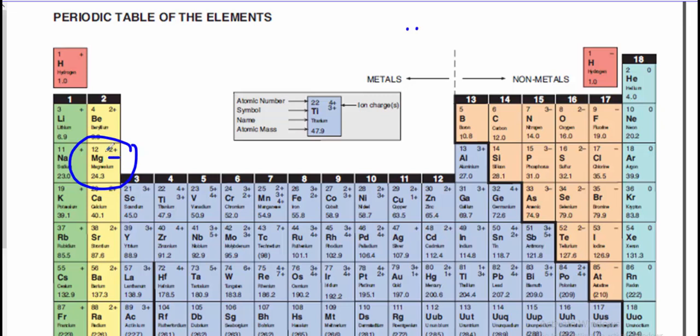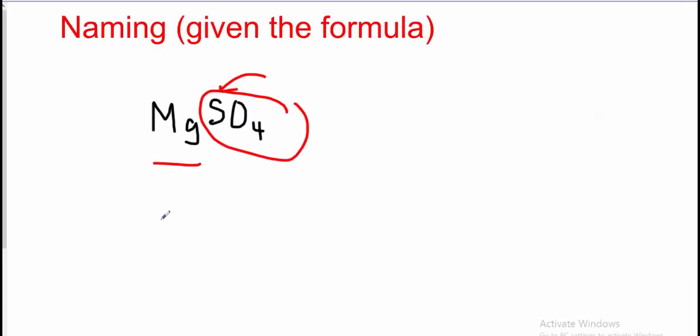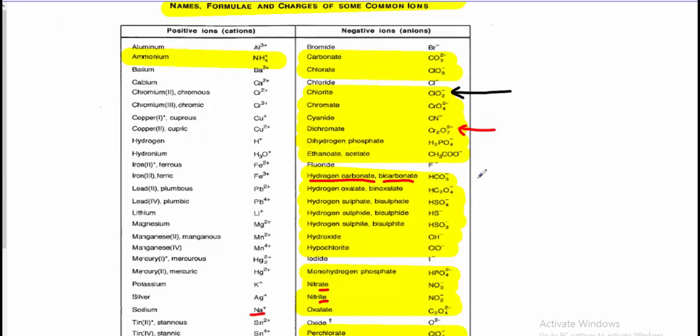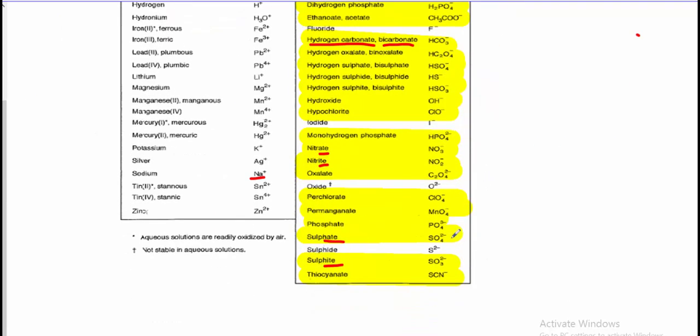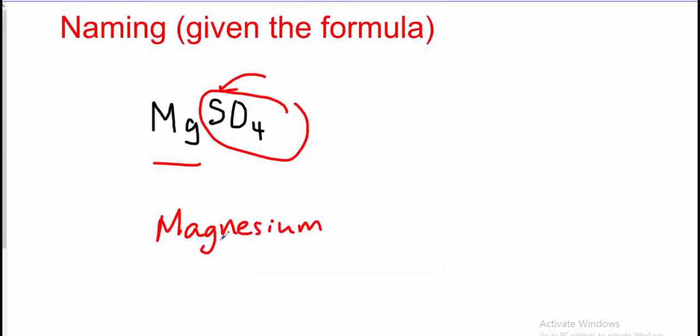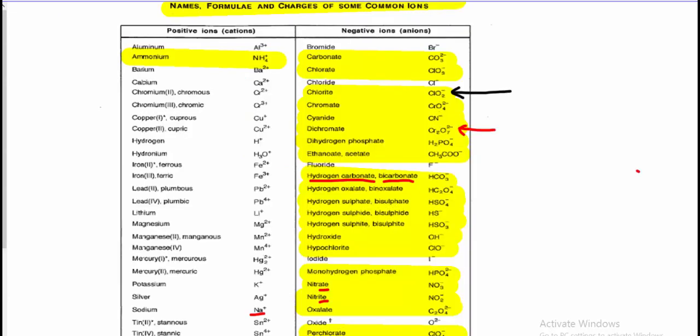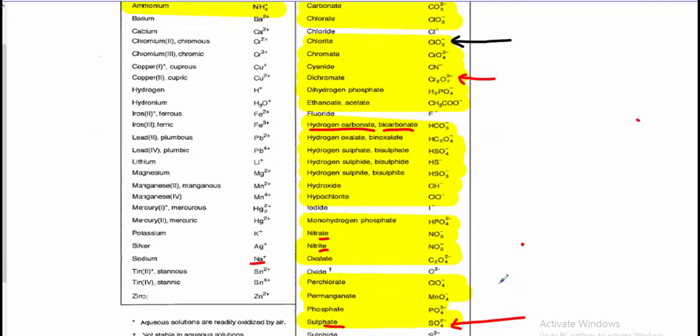So magnesium is the name of my metal, and then I name my polyatomic ion exactly how I see it in my chart, and I need to look it up, SO4. These are alphabetized, so you go right down to the bottom. SO4 is right here. Sulfate, not to be confused with sulfite, which is SO3. So SO4 is sulfate, and I write it just as I see it. Perfect. Done.